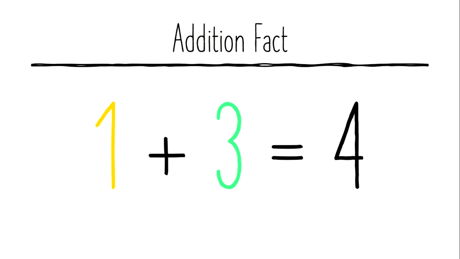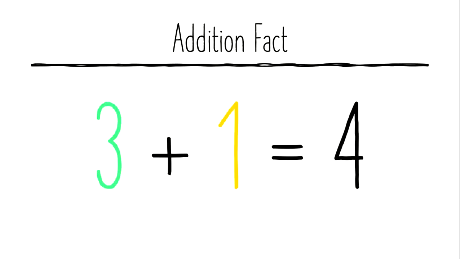Now here's the addition fact. 1 plus 3 equals 4. Do you remember yesterday's addition fact? It was 0 plus 4 equals 4, or 4 plus 0 equals 4. So today's is 1 plus 3 equals 4. And in the reverse, 3 plus 1 equals 4.